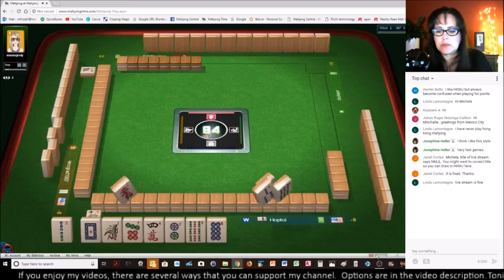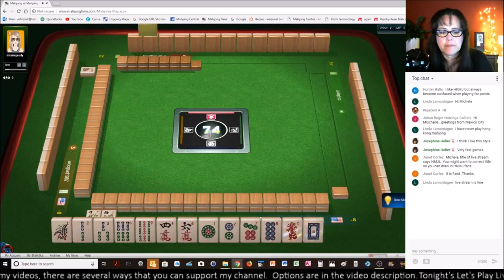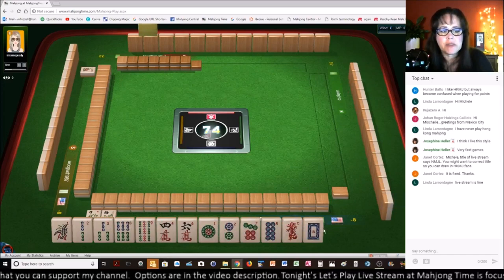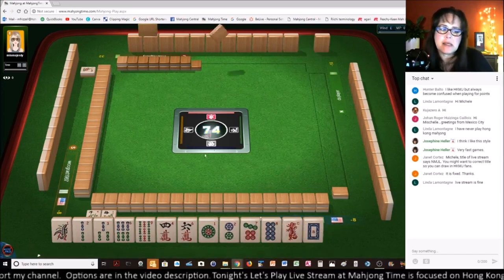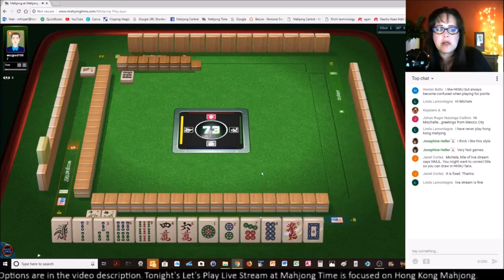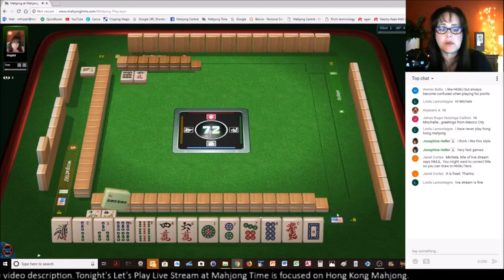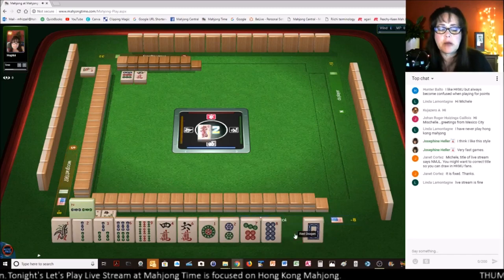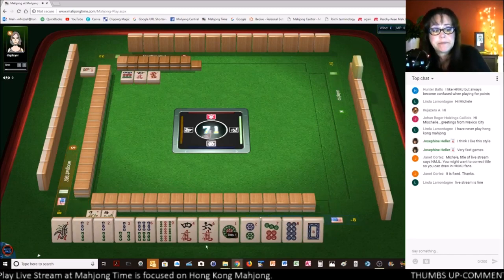All right, here we go. So we have mixed suits. We have 2 single honors. We're in west seat. Nine we have dots. A 1 and a 4 flower. Neither of those are going to help us with score. Dots. So I'm thinking we probably should play all chow again.